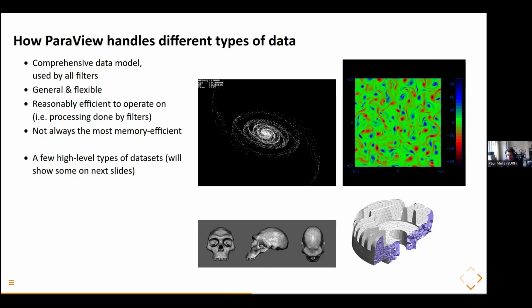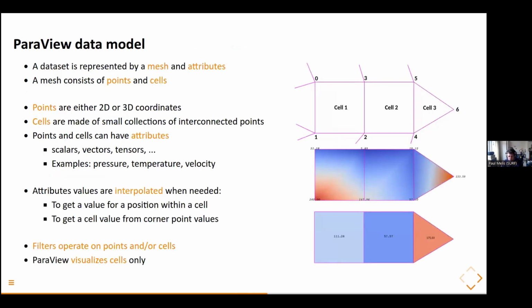So the nice thing is that it can represent all different kinds of data types and different types of models, for example, an image or a point cloud or a shell, a polygonal shell. And we'll look into a few more of those in a bit more detail later. So first, some detail on the model itself. All datasets are represented by a mesh and attributes. And the mesh is made out of points and cells, and points are either 2D or 3D coordinates, and the cells are made up by connecting points. For example, here's a quad cell that connects 4 points, or a triangle cell that connects 3 points. And then the mesh is basically composed of all the cells together.